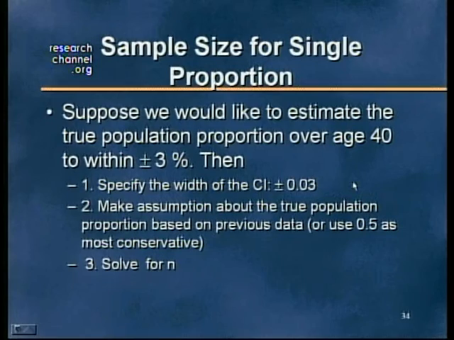Okay. And I could do the same if I was interested in proportions. Suppose I still was interested in the proportion over age 40, and I wanted to estimate that proportion to within plus or minus 3%. Then I'd specify the width of the confidence interval as being plus or minus 0.03. I'd make some assumption about the true population proportion. And again, if I had some previous pilot data or a previous study, I could make an estimate. Or I could be the most conservative. It would be the one that would maximize my sample size if I used p equals q equals 0.5.